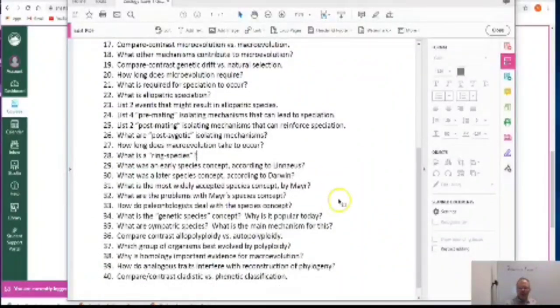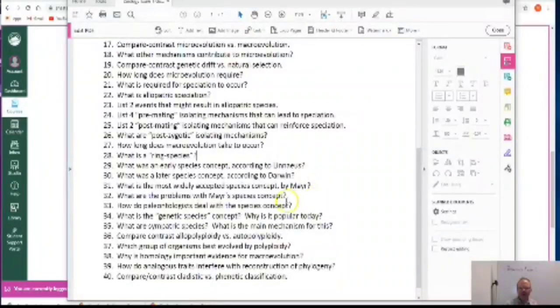Okay, on to species concept definitions. We had the Linnaeus concept, the Darwin concept. Those were the nominal and typological species. Then there was the most widely accepted concept by Ernst Mayr, which was the biological species concept. So you should be able to describe or identify scenarios where the biological species concept is at play. If a natural population produces fertile offspring, they are considered the same species. If they produce hybrids that are sterile or don't reproduce at all, they're separate species.